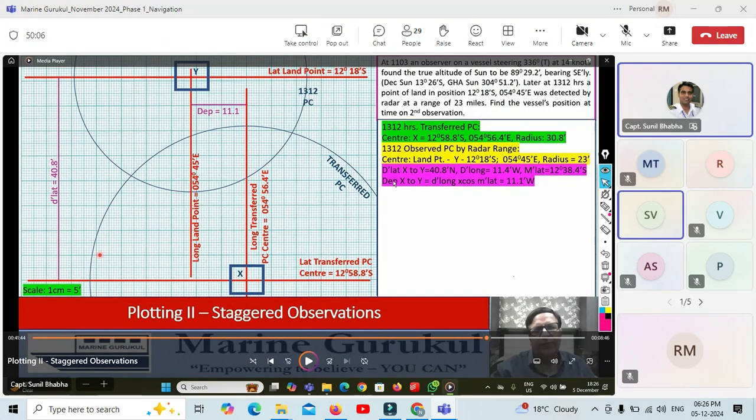So this radius also we have divided by 5, sir, to the scale. Yeah, that's right, beta.